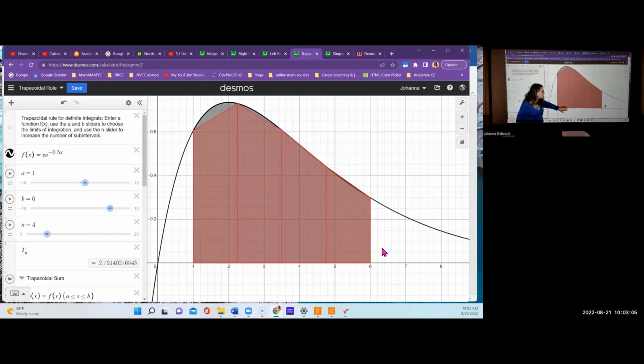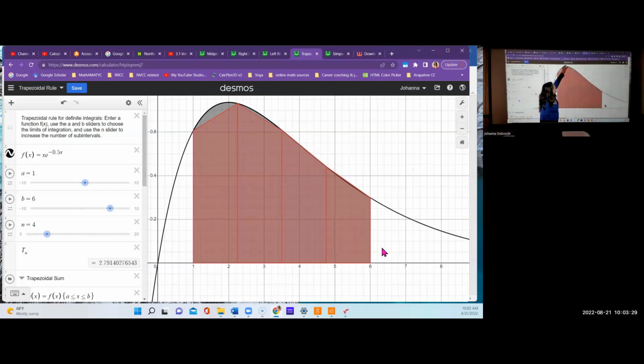This is our delta x, which we find by taking b minus a and dividing by the number of boxes. So in this case, it's 6 minus 1 divided by 4. And that indicates how wide each individual subinterval is. So we can compute the area of one trapezoid.